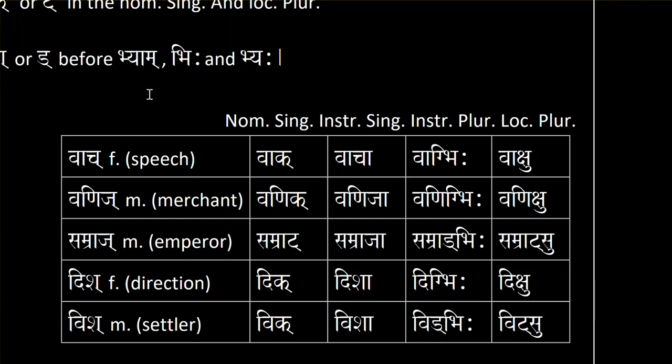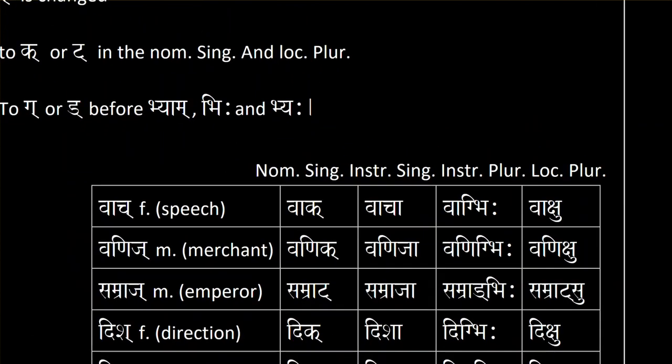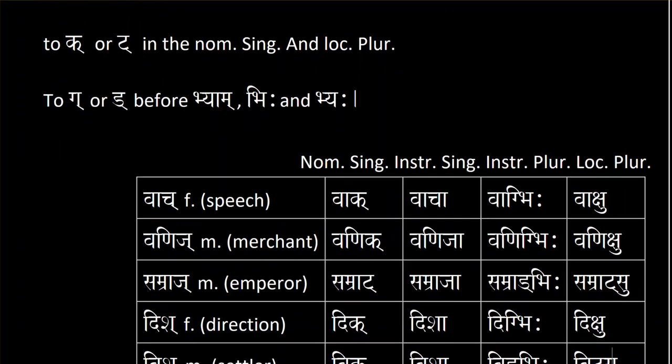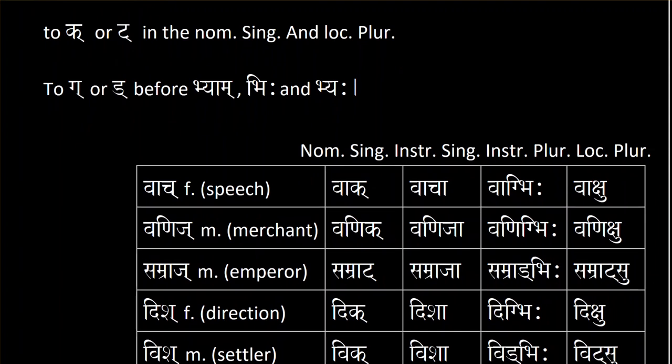And then for dish, which means direction, it becomes ka in the locative plural, so it could end up being dikshu. But then that ka is softened to a ga in the instrumental plural, because the difference between these letters here and the ones at the top is that they are soft versions of the ones at the top. So for all of the bhyam, bhis, and bhyas, you're working with soft consonants here.